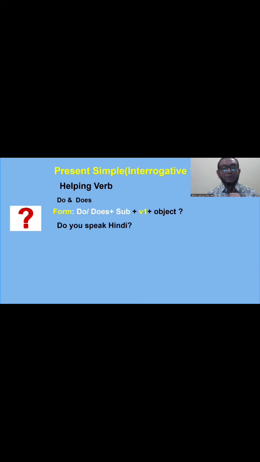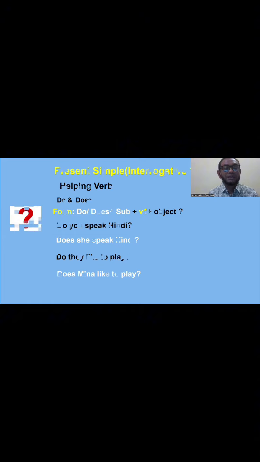Now, look at the examples, please. Do you speak Hindi? Does she speak Hindi? Before you, that means second person, we have to use do. And in case of third person singular number, she, we have to use does. Again, look at more examples. Do they like to play? Does Meena like to play? Okay, very good.